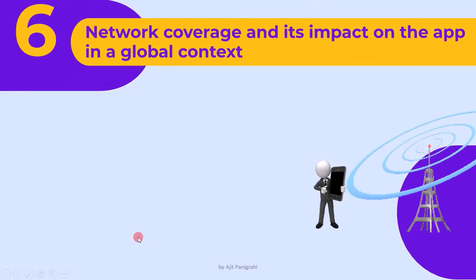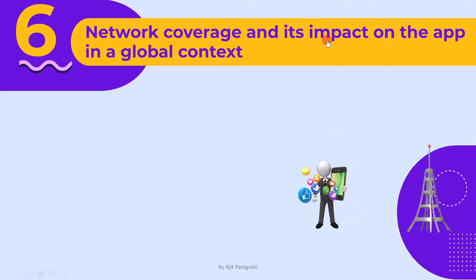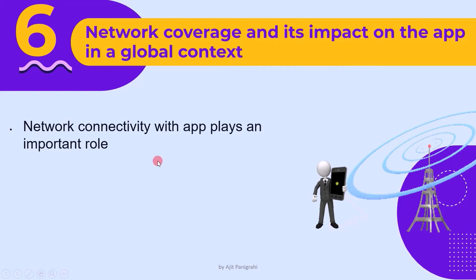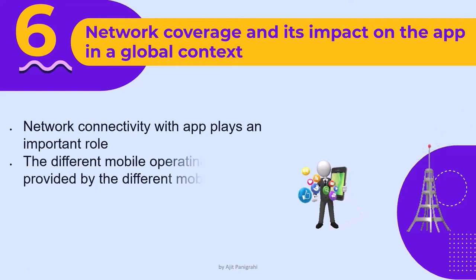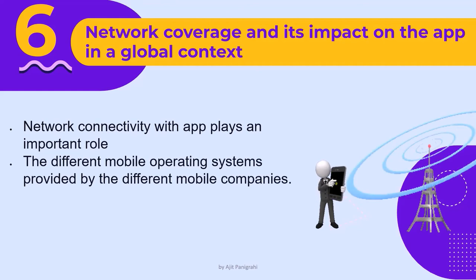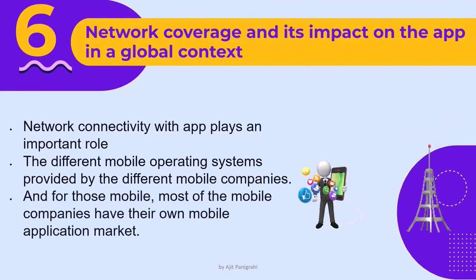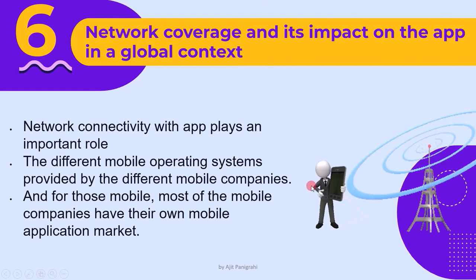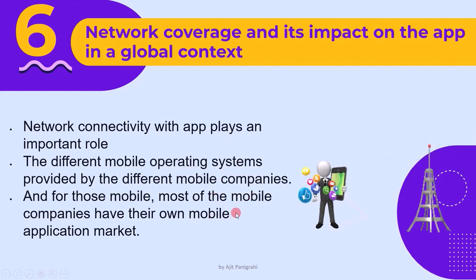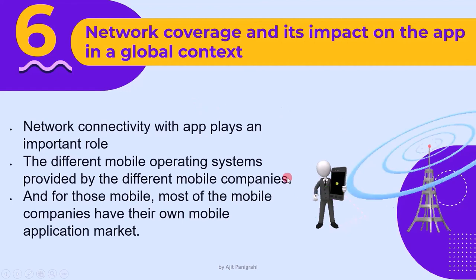The sixth risk is network coverage and its impact on the app in a global context. Network connectivity with the app plays an important role. Different mobile operating systems are provided by different mobile companies, and for those mobiles, most of the mobile companies have their own mobile application market. While making a test strategy, one needs to consider network coverage and its impact on the app in a global context.